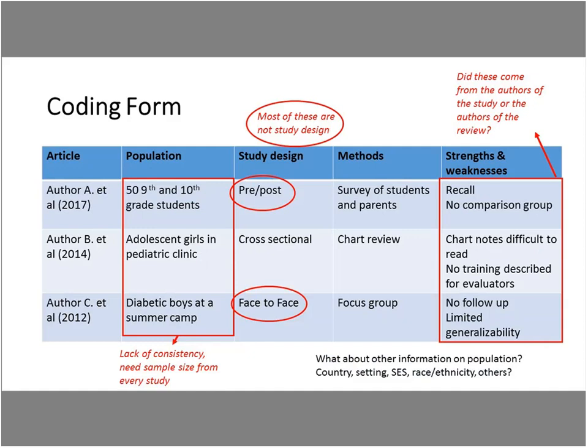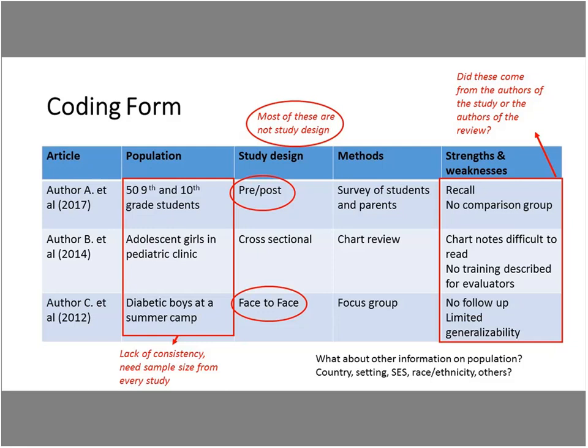For the first one, we don't know anything about the gender of the students. We only know that for the next two. We don't know the age of any of these groups. We do know that in the first study it's 9th and 10th graders. So there's just a lot of inconsistency there.